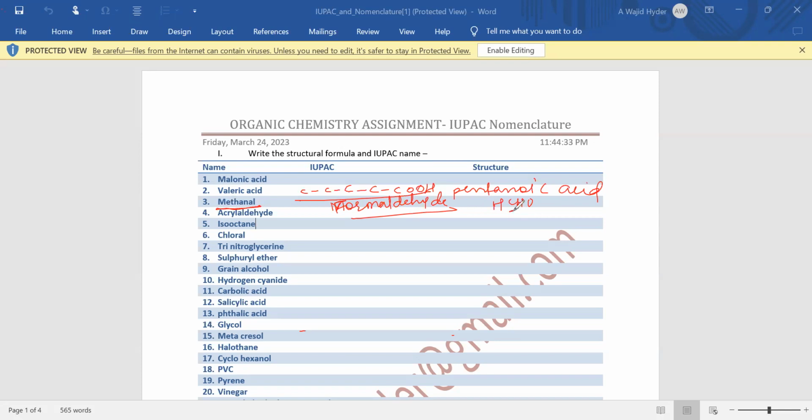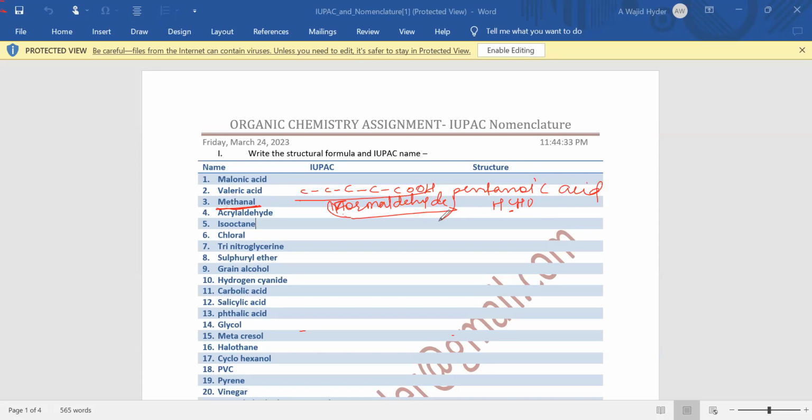One carbon, so meth, and single bonded, so an, and al. So al is CHO, so methanal itself is the IUPAC name. This is not the IUPAC name, this is the common name. So the common name we will always be writing there in the bracket.